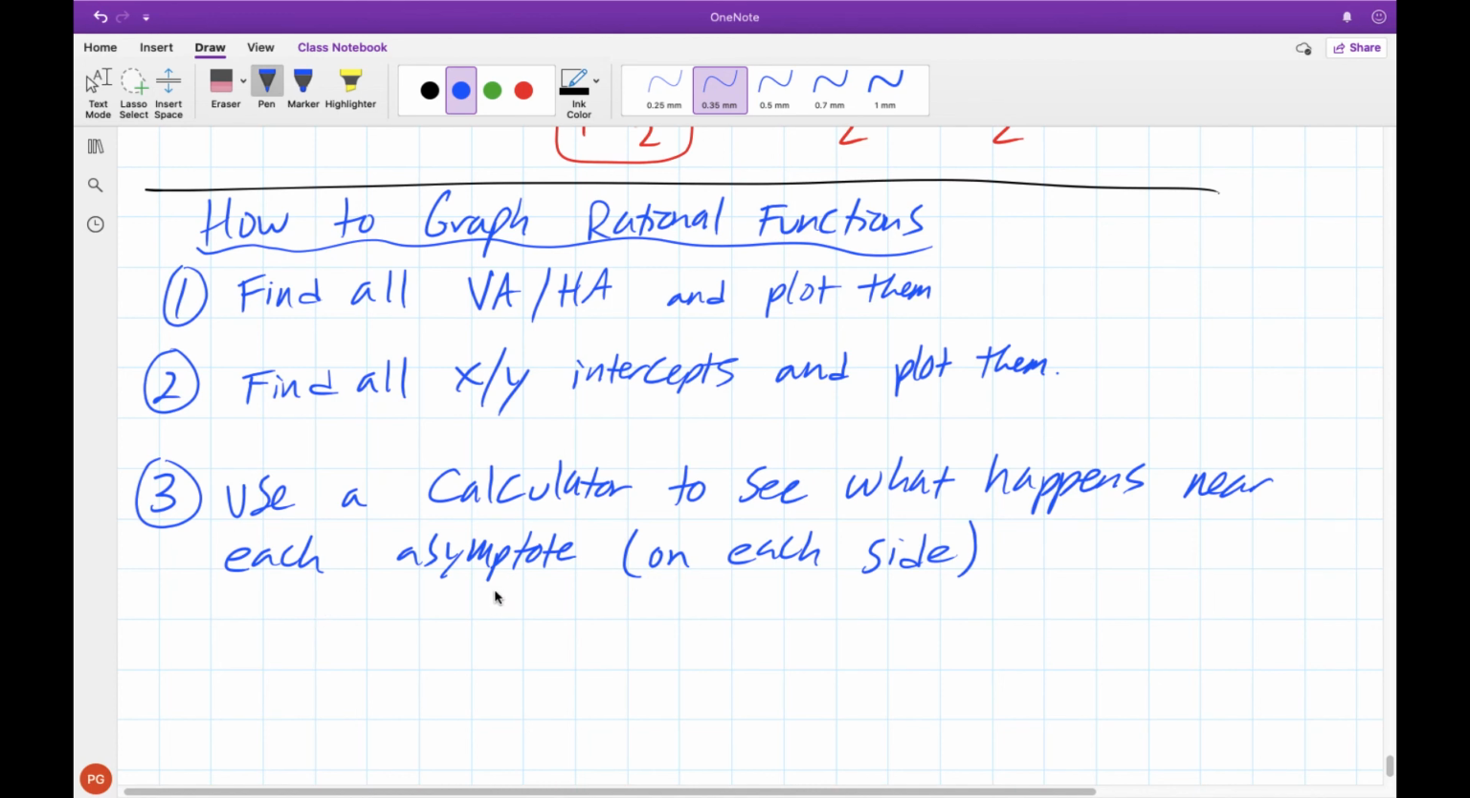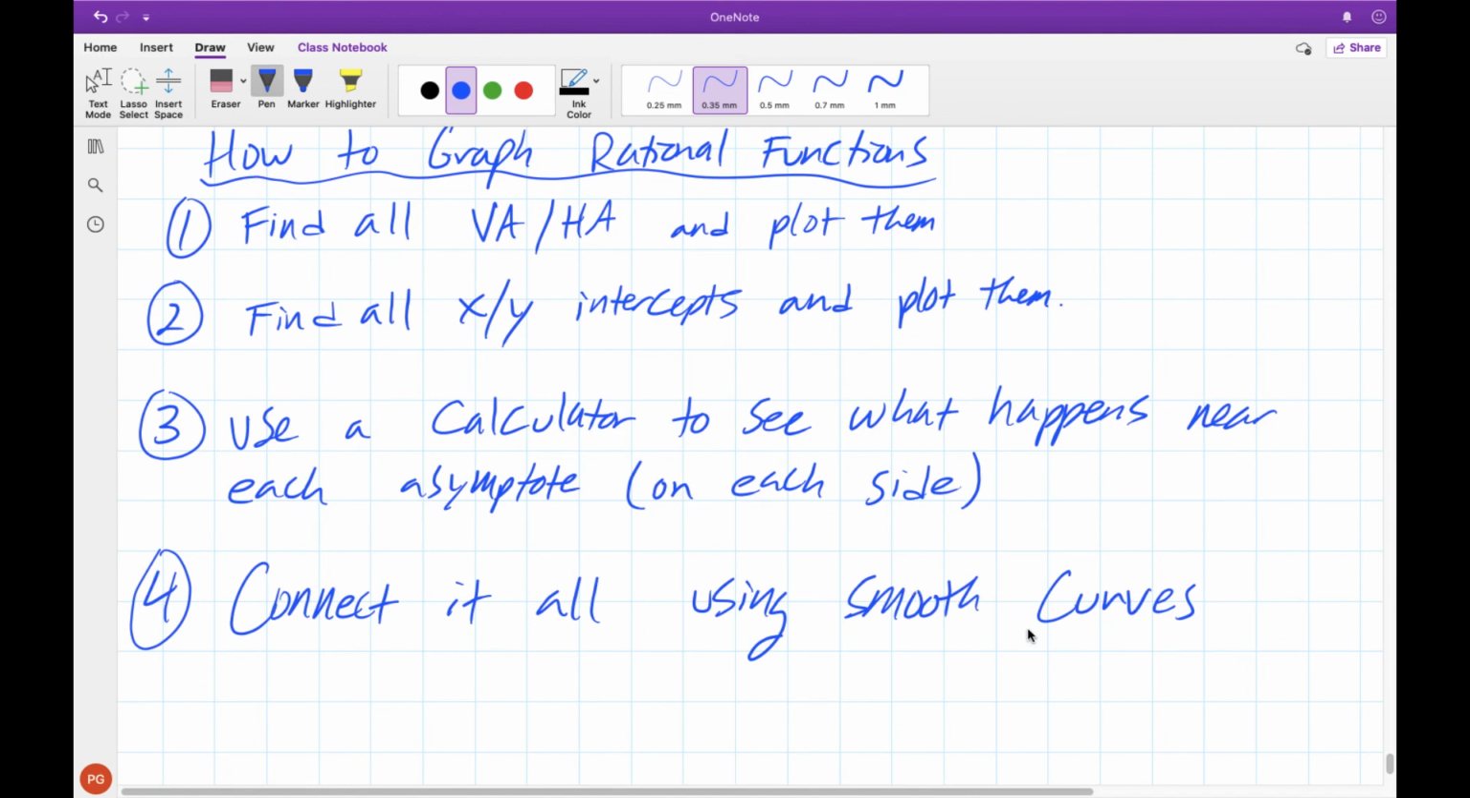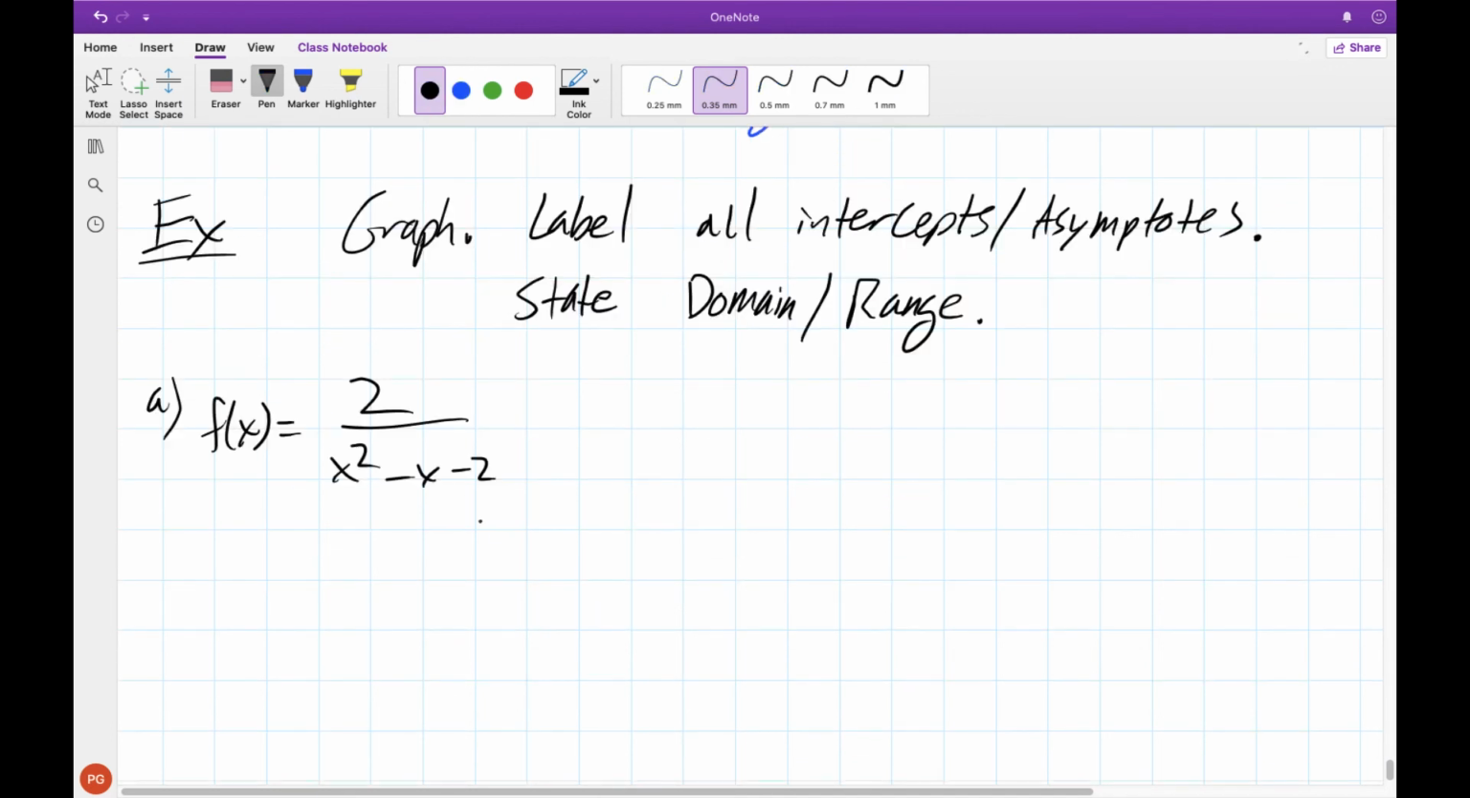And this will be a little bit clearer when we actually do the examples. Once we have all of this, we should be able to connect all of the information that we have using smooth curves. There shouldn't be really any straight lines here. Almost all of our graphs have sort of a flowy, curvy shape to them. So this is our first graphing example.